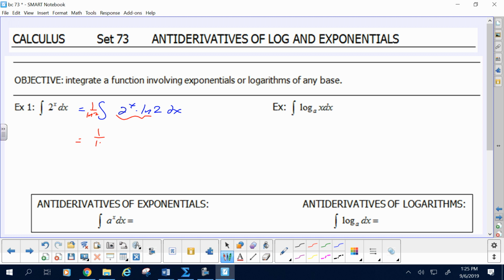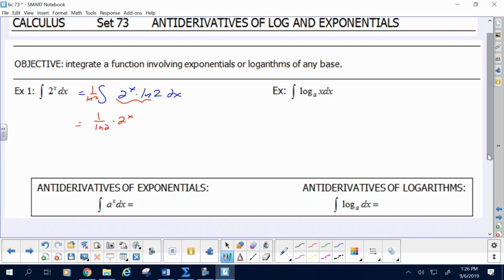It's 1 over natural log of 2 times, what's the antiderivative of that? 2 to the x. So when we take the derivative of 2 to the x, that's 2 to the x times log of 2. When we take the antiderivative of 2 to the x, it's 2 to the x divided by log of 2. Generally speaking then, the antiderivative of a to the x is a to the x over natural log of a. All right. So that's one of the big ideas of the day.